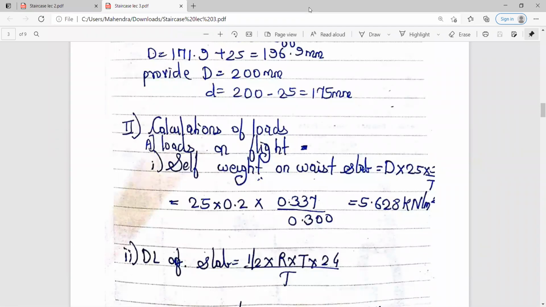So abhi D, just now you had calculated the value for D. So the D is 200 mm. So convert it in meters. So 0.2 into 25 into X. Now, how you are going to calculate the value for X?